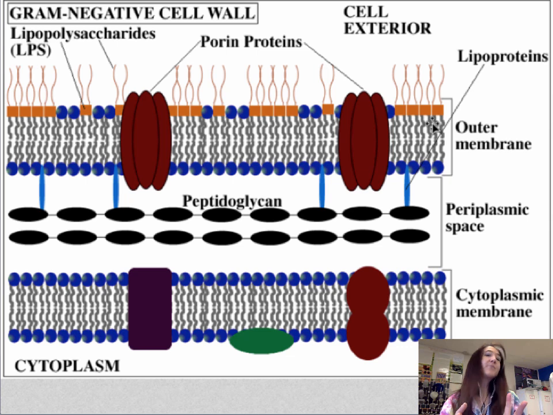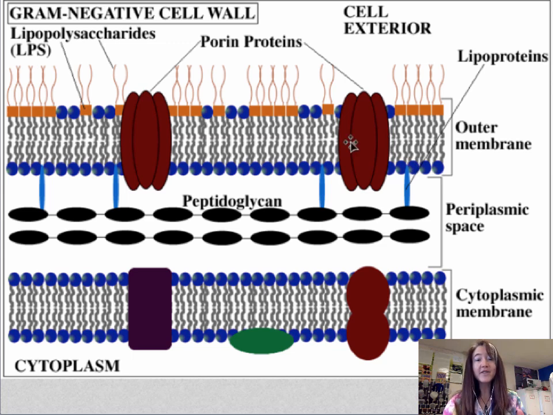Now, the outer membrane is really different than the cytoplasmic membrane. Sometimes we call the cytoplasmic membrane the inner membrane, and we say that a gram-negative cell has two membranes, an inner and an outer membrane. The cytoplasmic membrane, remember we talked about it in lecture as being kind of like the bouncer at a dance club. It only lets in things with low molecular weight and those things that are hydrophobic. However, the outer membrane is much less exclusive.